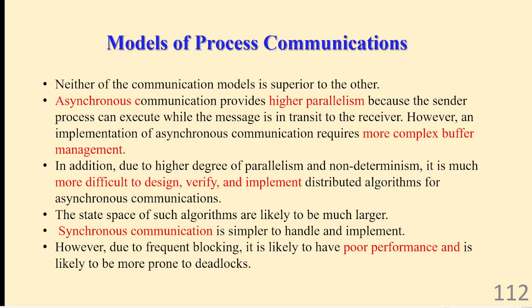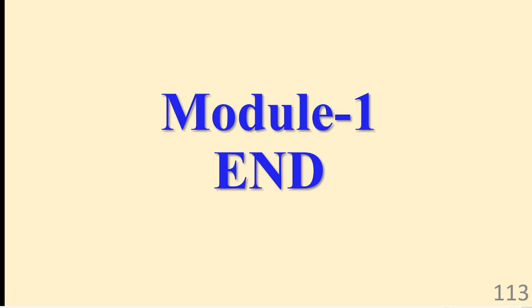Whereas asynchronous communication is more complex and has higher parallelism because it is not waiting for anyone. Once it sends a message, it starts doing its next work. So it has higher parallelism and also better performance because it is doing its work efficiently. It is not waiting for anything. It is less blocking, but it is hard to verify. So that is about models of process communication.